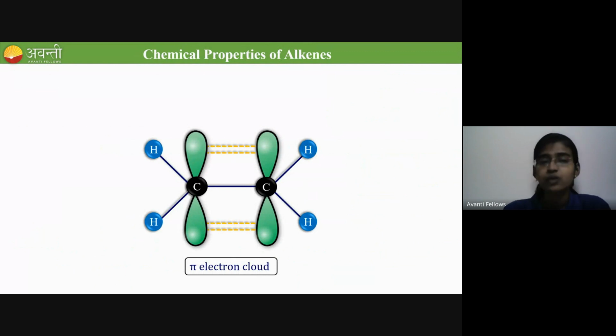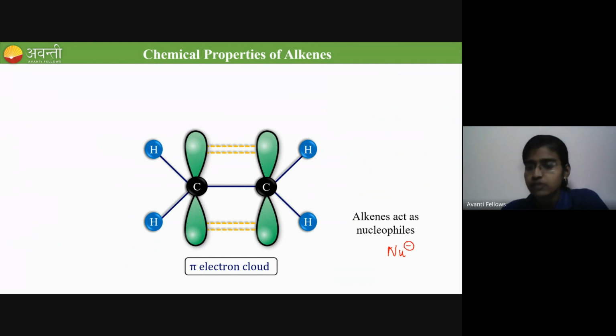So why do they undergo addition reactions, and what is the reason for that? The first main reason is that all the alkenes act as nucleophiles. So who are nucleophiles? Negatively charged species are called nucleophiles. We represent this as Nu minus, right? Negatively charged species, and electron rich species, are called nucleophiles. Now this alkene is an electron rich compound.